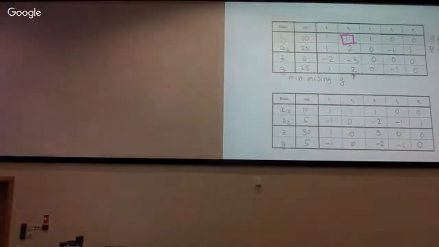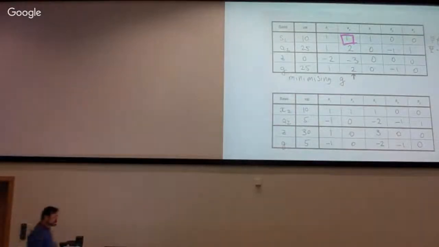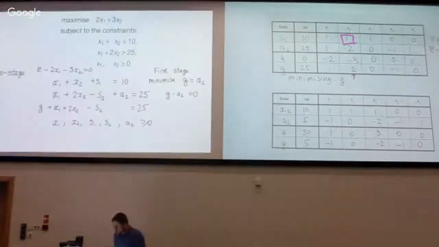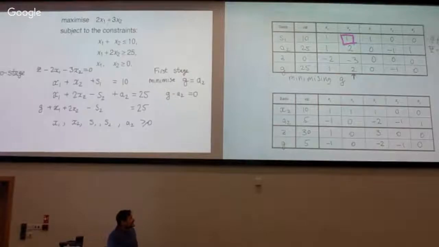Now, what we've actually found out, by pivoting, is that the least possible value for G is 5. There is no way to make it 0. So there is no way to find a feasible solution. So there are absolutely no values that satisfy all these constraints. That's the conclusion that this is heading.